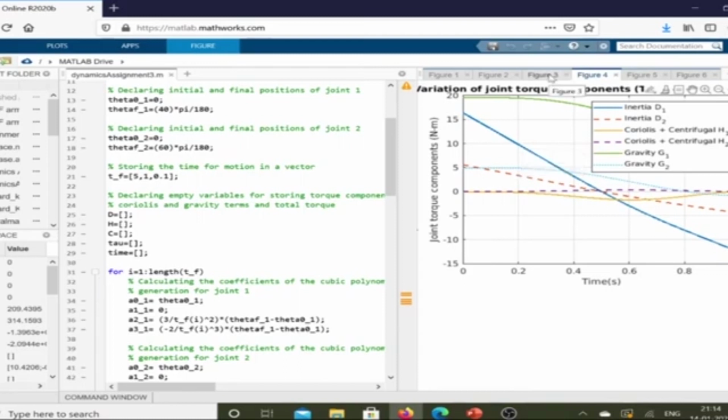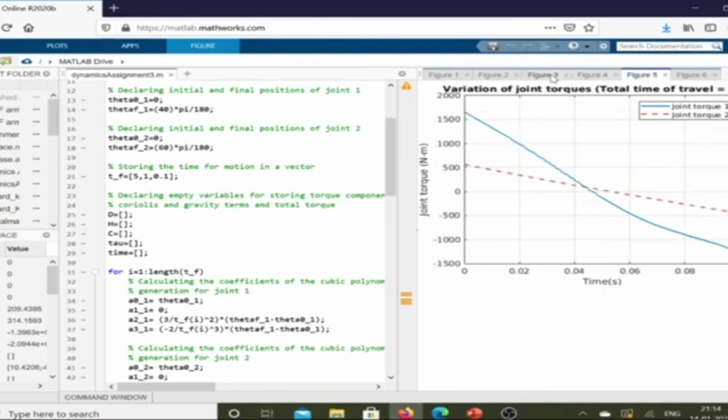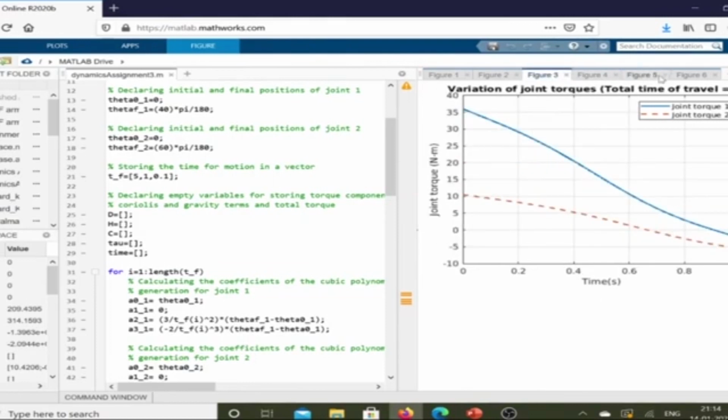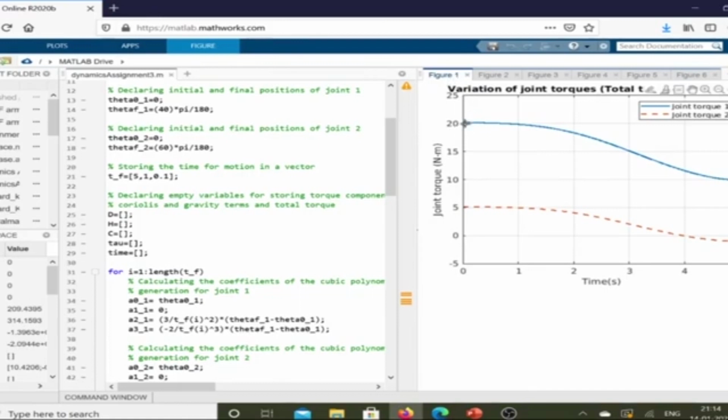So this is for 1 second. Now, if you compare again the torques for 1 second and 5 seconds, this figure 3 is for 1 second, it is 35 for joint 1. For 0.1 second, it is 1500. Now, if you make it slower, for 5 seconds, it is only 20. This is showing the indication. It is indicating the variation of the inertia term, the inertia contribution to the full torque.